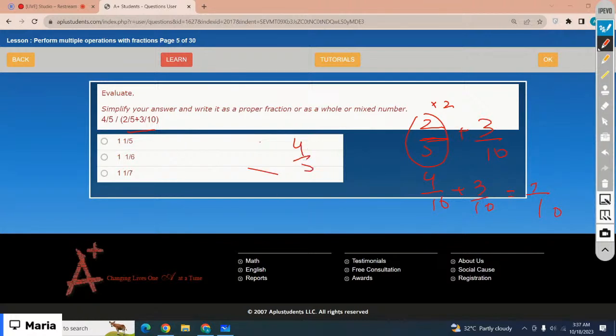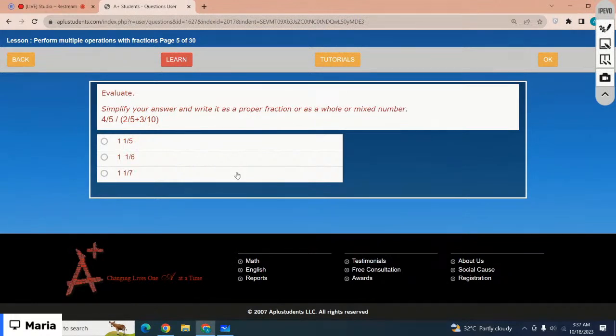Now you have to divide 4 by 5 by 7 over 10. So 4 by 5 multiplied by 10 over 7. 5 times 1, 5 times 2, that would be 4 times 2 is 8 over 7, right? And when you divide 8 over 7, that would be 1 whole 1 over 7. The correct option is 1 whole 1 over 7.